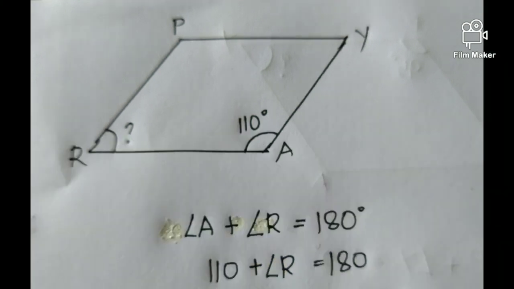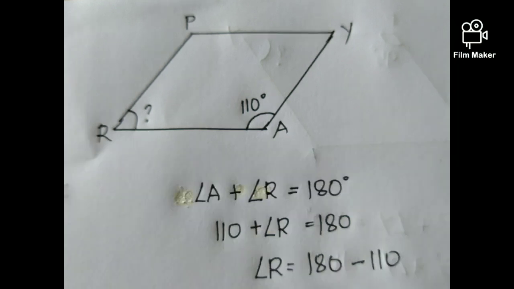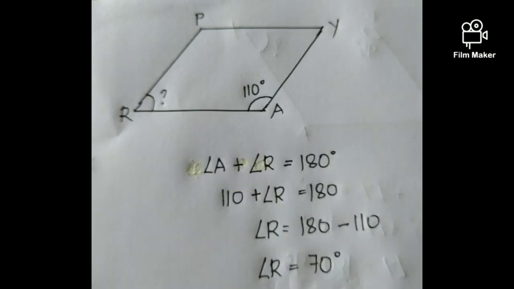Now, i-substitute lang natin yung given value ni angle A, which is 110 degrees, plus angle R equals to 180. Next, i-transpose natin si 110 sa right side ng equation. So, angle R is equal to 180 minus 110. 180 minus 110 is equal to 70. Therefore, angle R is equal to 70 degrees.